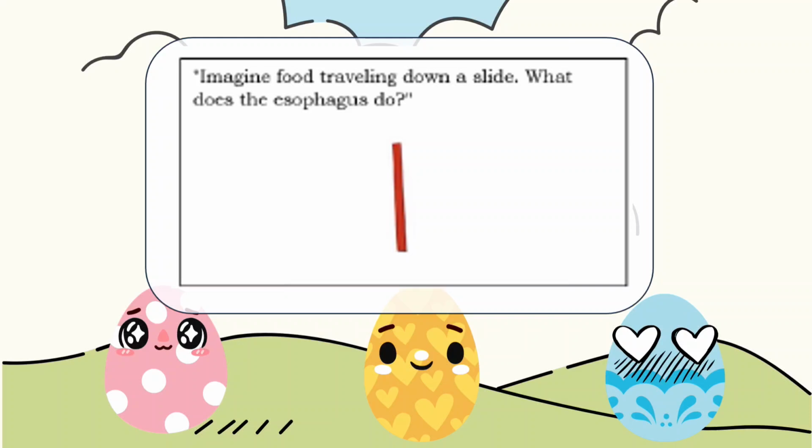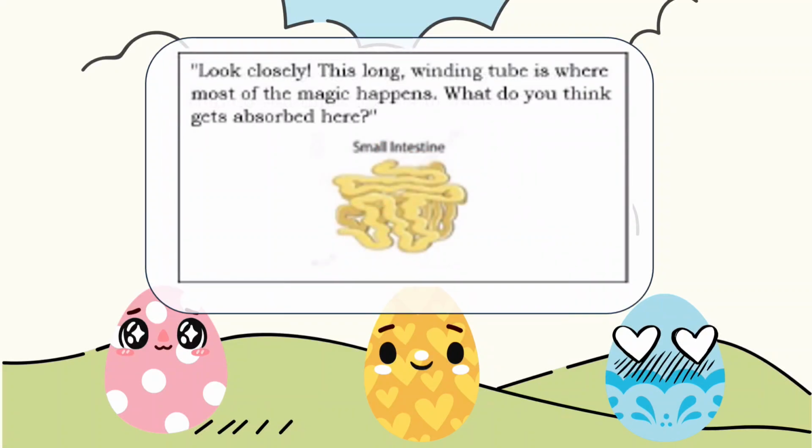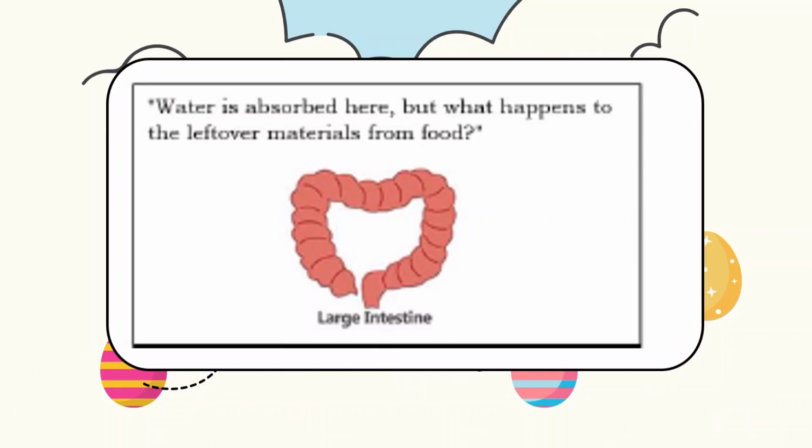Imagine food traveling down a slide. What does the esophagus do? The muscular sac churns and mixes food. What do you think it adds to the food? Look closely. This long winding tube is where most of the magic happens. What do you think gets absorbed here? Water is absorbed here. But what happens to the leftover materials from food?